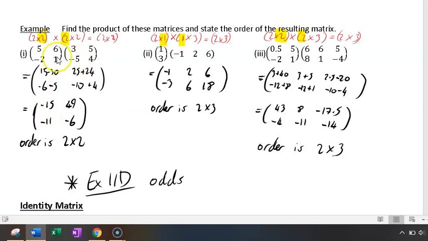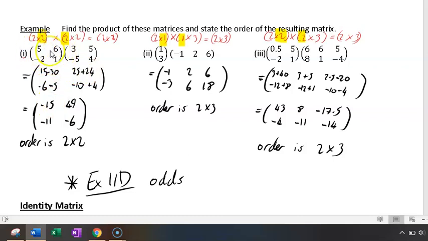Now, when I'm doing these, I would never really do this bit out, but you're doing that in your head. And you can use your calculator, of course, if you want. So on your calculator, you just punch in 5 times 3 plus 6 times minus 5, and it will give you minus 15. Next one is our first row, second column.